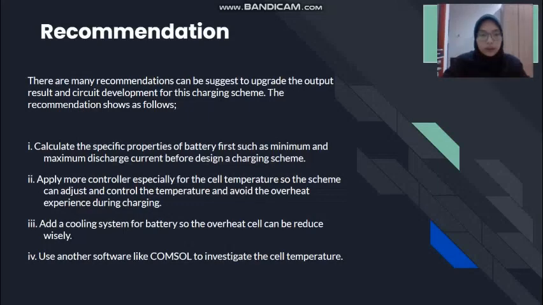Number three, add a cooling system for the battery so the overheated cell can be reduced wisely. Lastly, use another software, like console, to investigate the cell temperature of the battery.